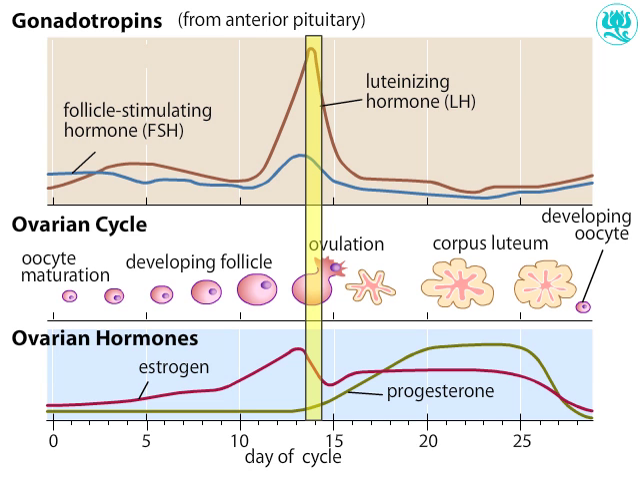LH then triggers the remaining follicle cells to differentiate into the corpus luteum, which secretes estrogen and progesterone. The corpus luteum remains in the ovary, secreting estrogen and progesterone for the last 2 weeks of the cycle. At this point in the cycle, these hormones again inhibit the release of FSH and LH. A decline in FSH and LH restricts follicles from beginning to develop during the second half of the cycle.